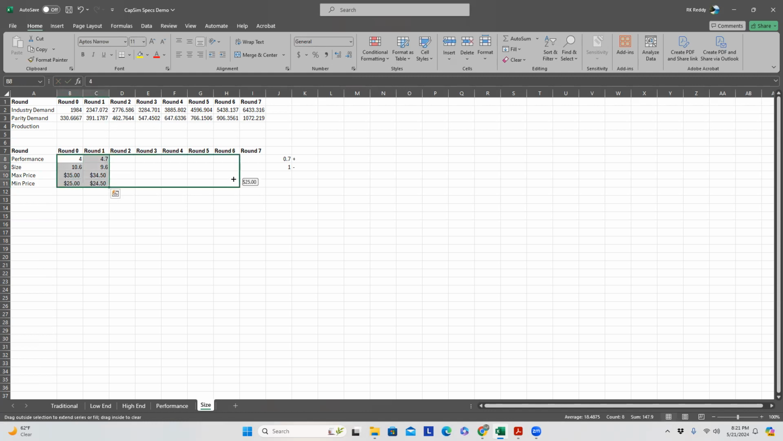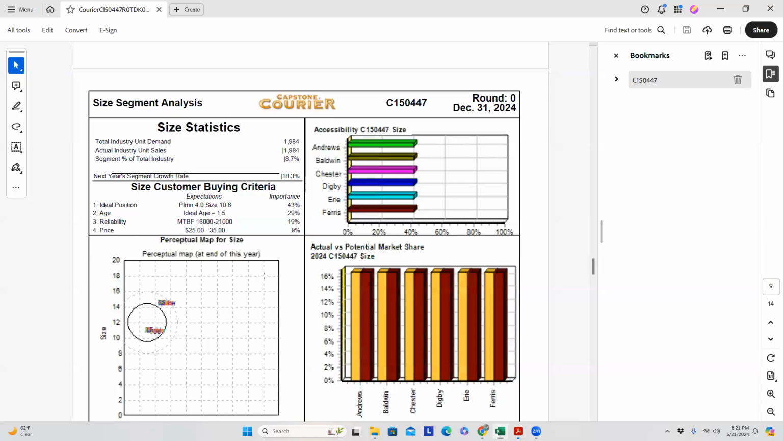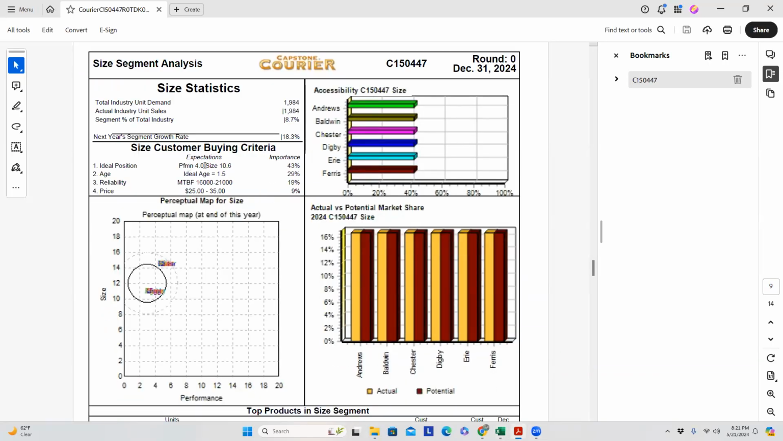And now here it is. We have these requirements. One last thing that you need to realize is that performance and size, or the ideal position, is the most important one. Age of 1.5 is the second most important criteria. Mean time before failure is also important relative to price. That means these customers are not as price sensitive, which is a positive thing, because as long as you have a decent product, you can charge a price that is on the high end of the market.